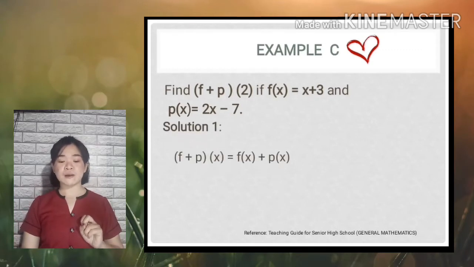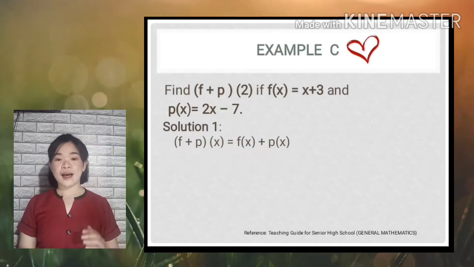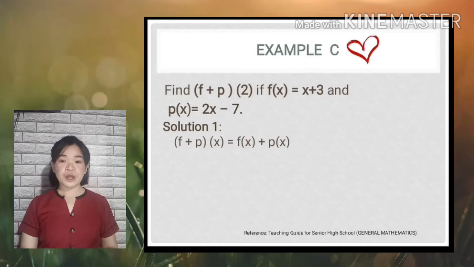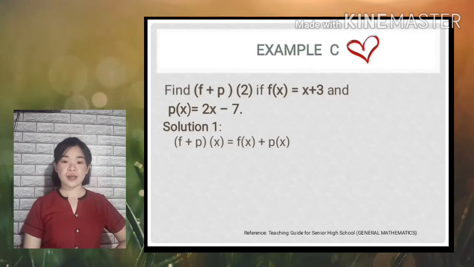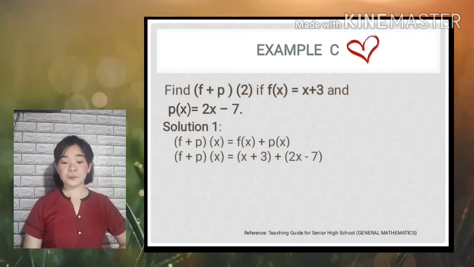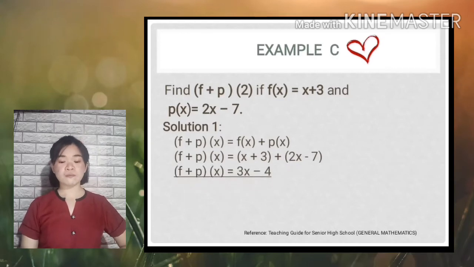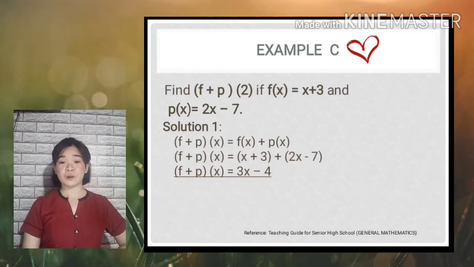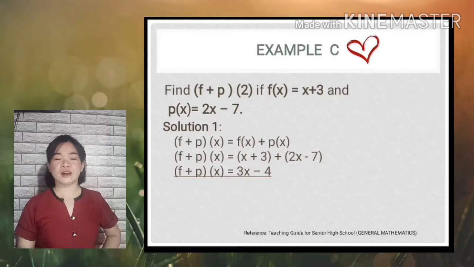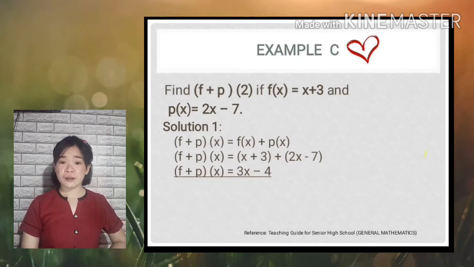In solution one, we are going to add or find the sum of the function, and then once we have the sum, we are going to evaluate that sum, or substitute the value of x. So let's say f plus p of x is equal to f of x plus p of x. That is equal to x plus 3 plus 2x minus 7. So that is equal to 2x plus x is 3x, and then 3 plus negative 7 is equal to negative 4. But we do not stop here.